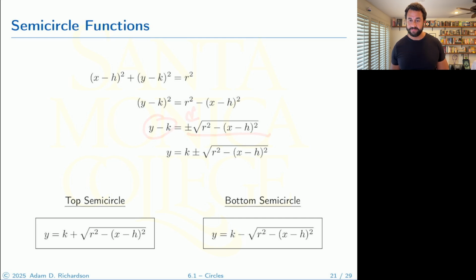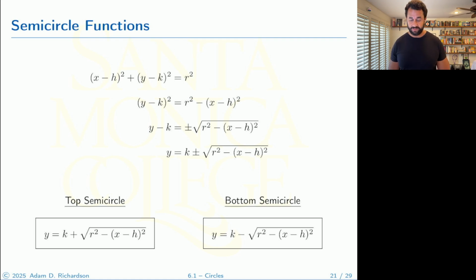There's that plus minus. And then we're just going to add k to both sides to get this. Now, this is actually two equations mushed into a single equation. But when we take the positive sign here, we get the equation for the top semicircle. And when we take the negative sign here, we get the equation for the bottom semicircle.